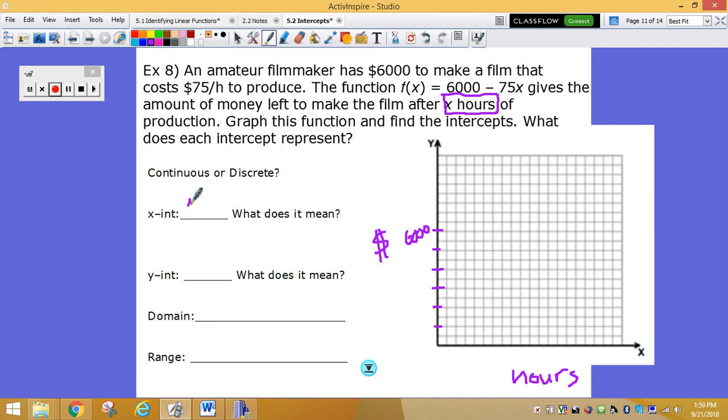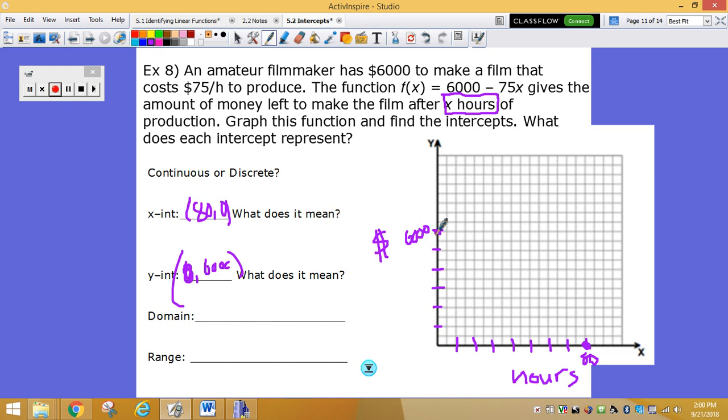So let's write our intercepts. My x-intercept is at 80, 0. My y-intercept is at 0, 6,000. That looks rough. That's a 0, and that's 6,000. All right, so hours, I need to get out to 80, so I'm going to go by tens: 10, 20, 30, 40, 50, 60, 70, 80 hours. I'm going to put my dot there.